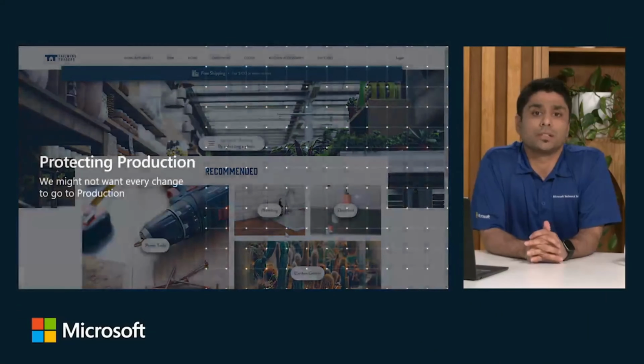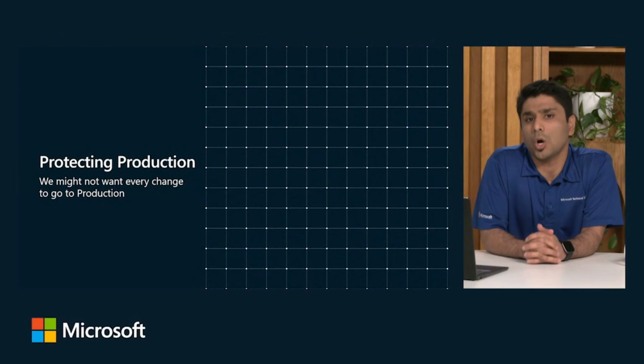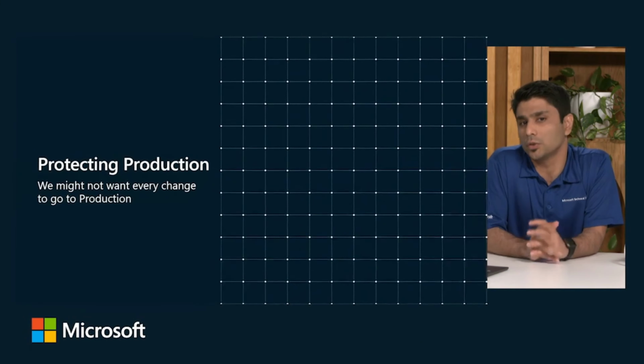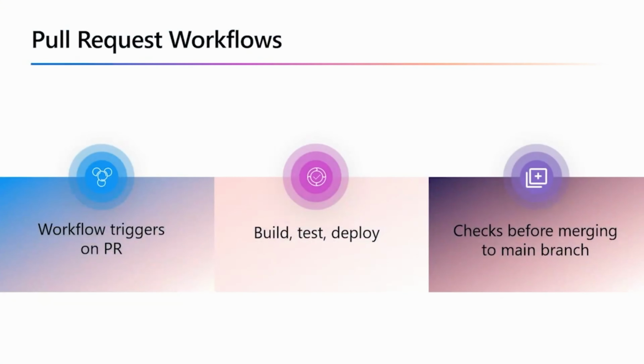Now, another concern is how to protect production, or how to make sure unwanted changes don't go into production. A typical CI/CD workflow is triggered by a PR. For example, a team member works on their own feature branch locally. When they're done working, they create a new PR. The workflow or pipeline triggers automatically upon the PR creation.